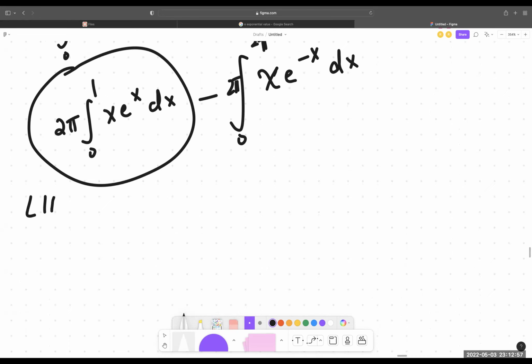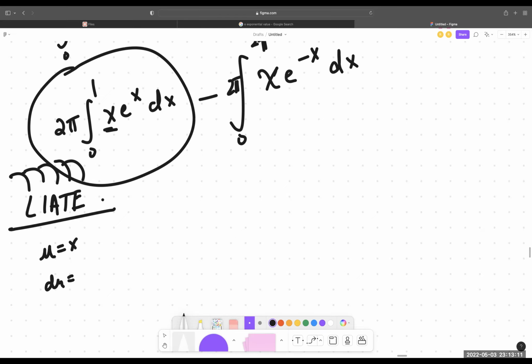So with the LIATE rule, we have logarithmic, inverse, algebraic, trig, and exponential. The algebraic comes before the exponential. So we'll let u equal x. du is equal to the derivative of that, which is 1. So we'll just write dx at the end as well. We always have to tag that on. dv is equal to the other guy we didn't take, and the integral of the other guy we didn't take is just e^x, because the integral of e^x is just e^x.